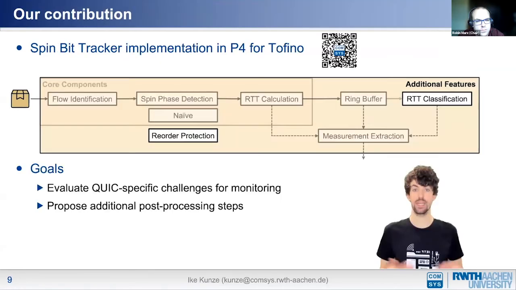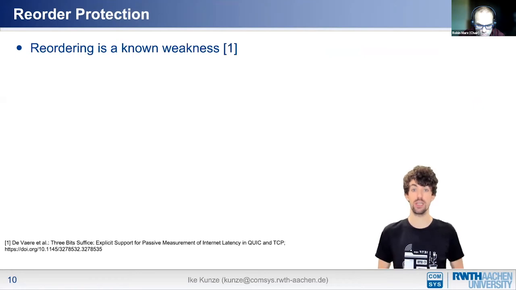Until now, I have shown you the 3 core components of our tracker: the flow identification, a naive spin phase detection, as well as the RTT calculation. Next, I would like to talk about 2 mechanisms to protect against reordering before I will finally present our RTT classification approach. Packet reordering is a known weakness of the spin bit mechanism.